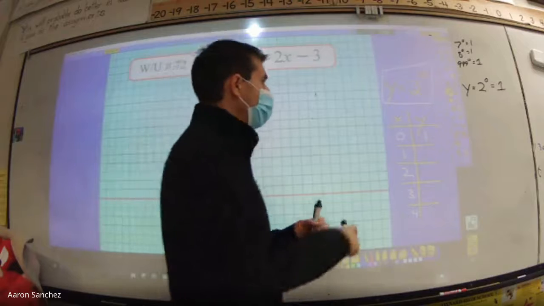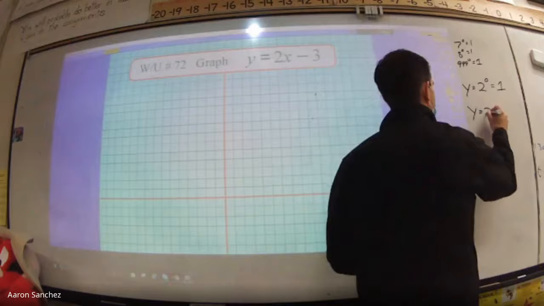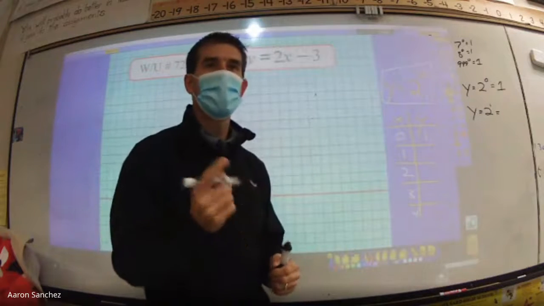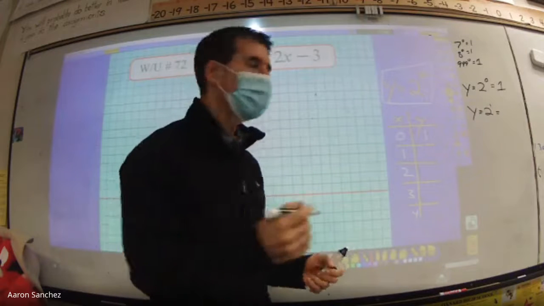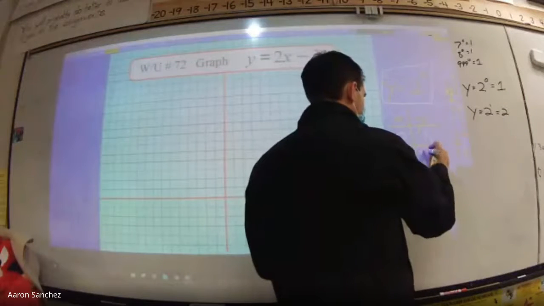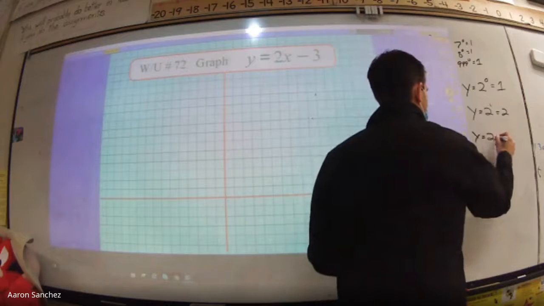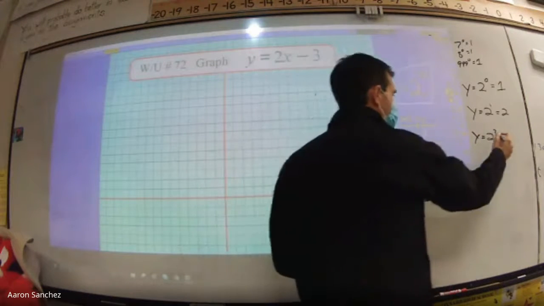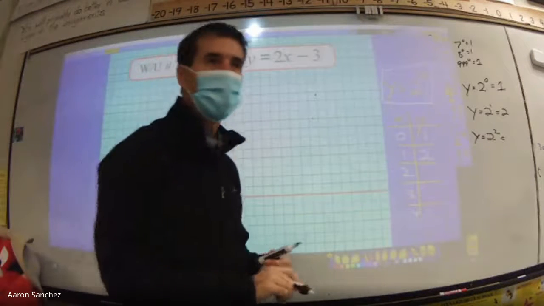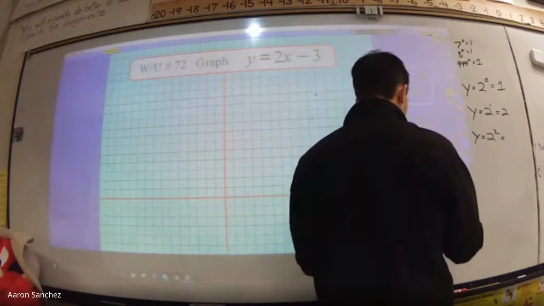And then we're going to do 2 to the 1 power. Daniel, you're actually right with this one. What do you think 2 raised to the 1 power is? 2, right? 2 to the 1 power is 2. And then we have y equals 2 to the 2nd power. What's that going to be? 4, right? Because 2 times 2. 2 to the 2nd power is 4.